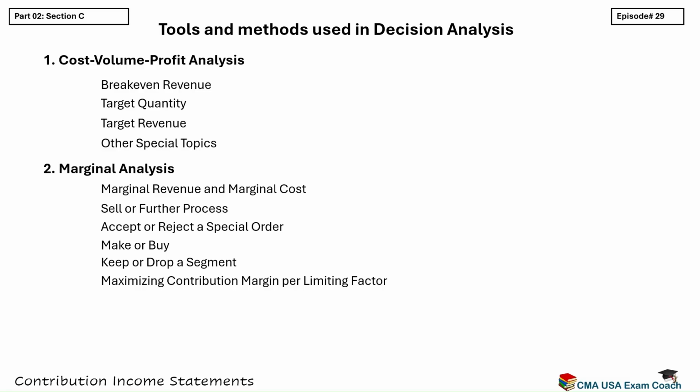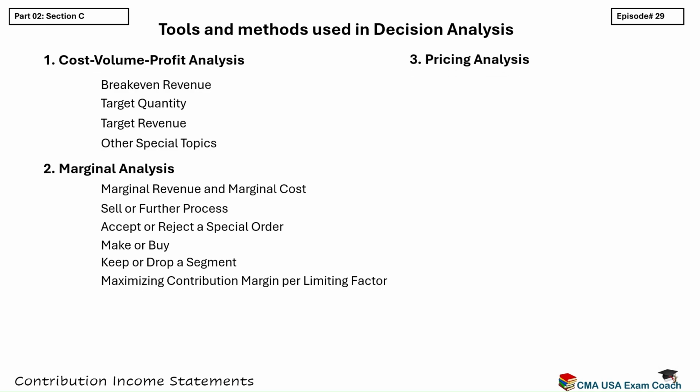So, as you can see, marginal analysis is not just one tool, it's a decision making framework that helps managers in many different areas. Each of these topics will be explained step by step in the coming episodes with clear examples. The third important area of decision analysis is pricing analysis.